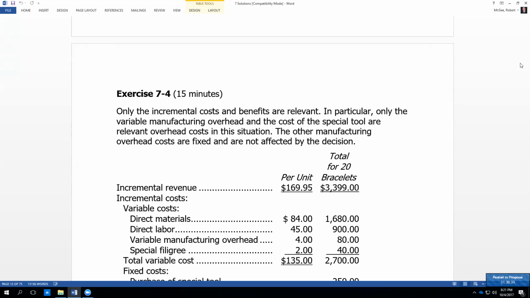They usually sell it for $189.95. Now they're going to sell it for $169.95, $20 less than usual. So should the special order be accepted? Well, we have to do the number crunching. Again, only the incremental costs and benefits would be used. I can scroll up a little bit so we get all of this on the screen.